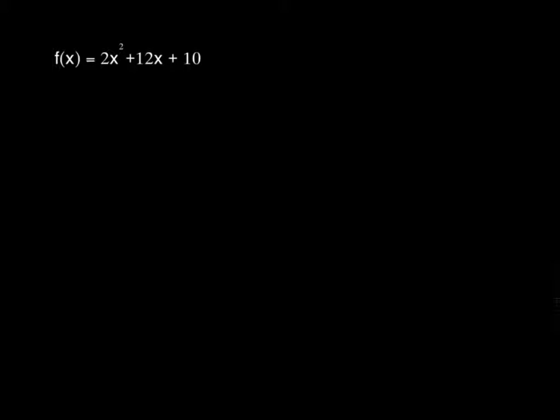Okay, so we're going to try this vertex form a slightly different way. We're going to use this particular equation, f of x equals 2x squared plus 12x plus 10. And we need to remind ourselves of the vertex form. So this is our vertex form here: f of x equals a times x minus h squared plus k.